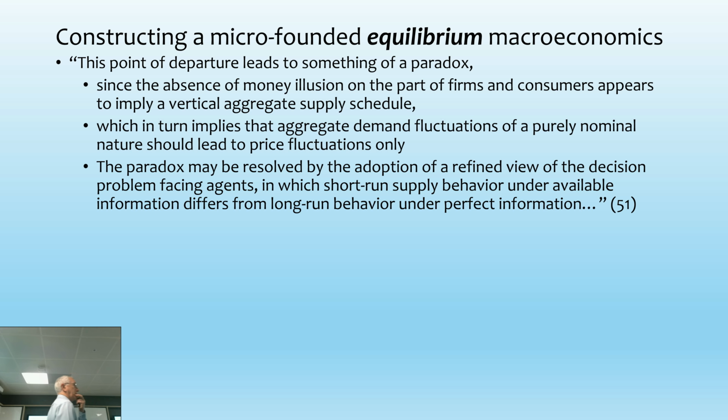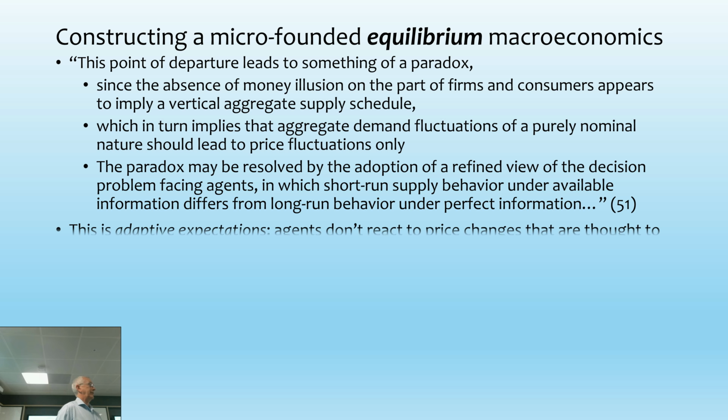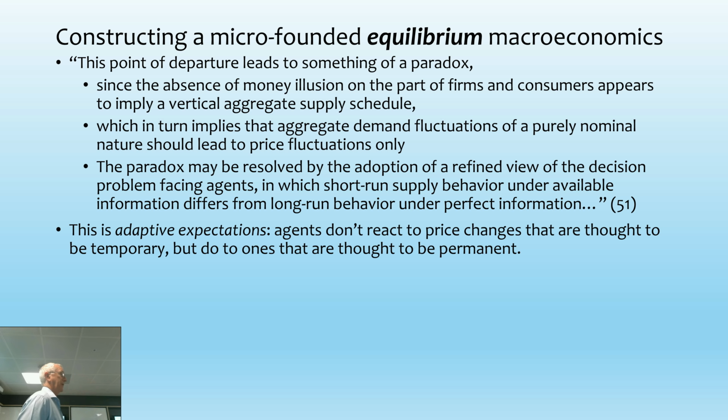Well, we absolve it by a refined view of the decision problem facing agents, in which short-run supply behaviour differs from long-run under perfect information. That's adaptive expectations. So agents don't react to price changes they think are going to be temporary, but they do react to ones they think are going to be permanent. And then it's this question of whether a change is temporary or permanent.